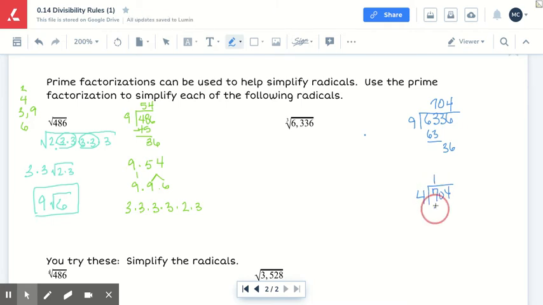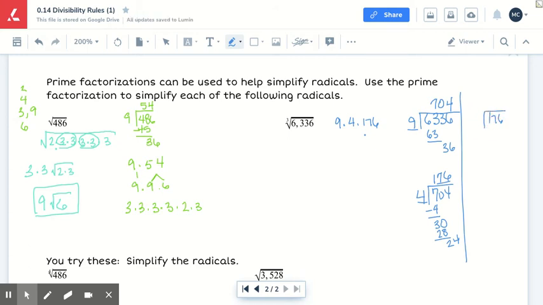4 will go into 7 once, with 3 left over. Bring down the 0. 4 goes into 30 7 times. 7 times 4 is 28. That leaves a 2. Bring down the 4. 4 goes into 24 6 times. So now so far I've got, need to write them down so I don't lose them. I've got 9 times 4 times 176. That was this one, and then that one. And so 176 I can go a little further with.